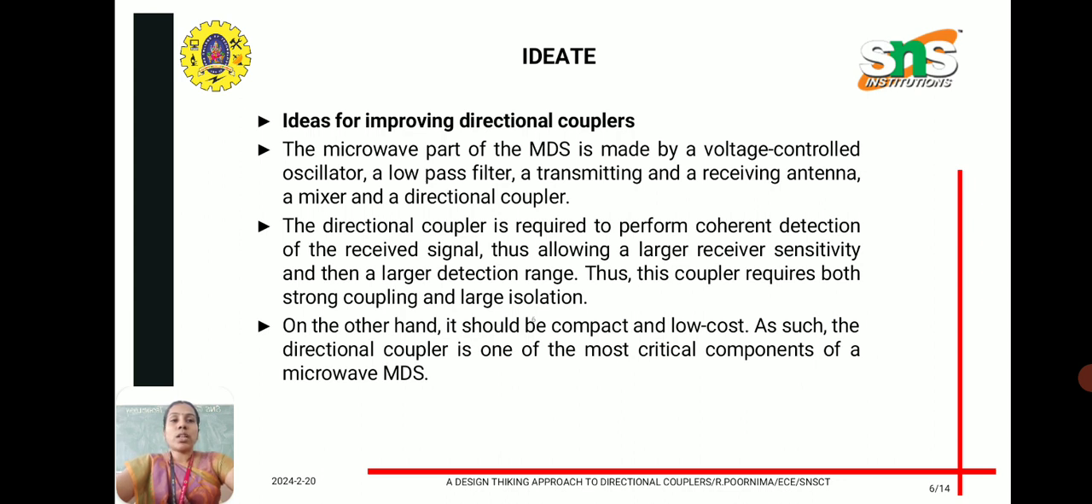So it allows a larger receiver sensitivity and larger detection range. This coupler requires both strong coupling and large isolation. And also it should be compact and low cost. So this is one of the most critical components of the microwave motion detection sensors.